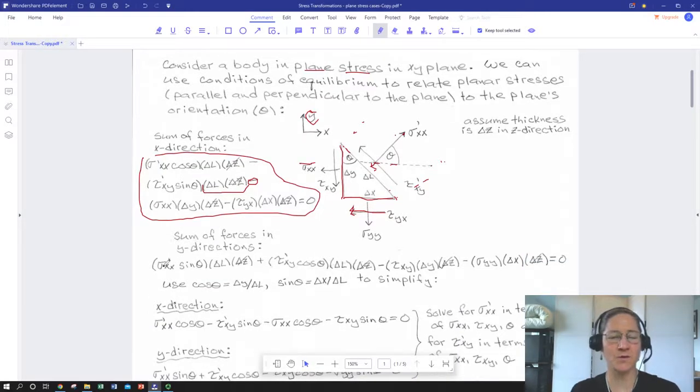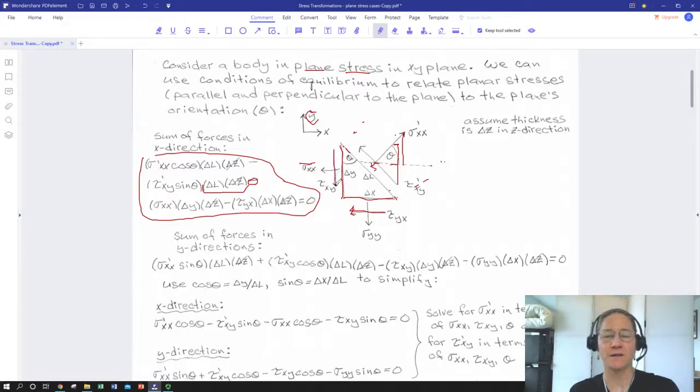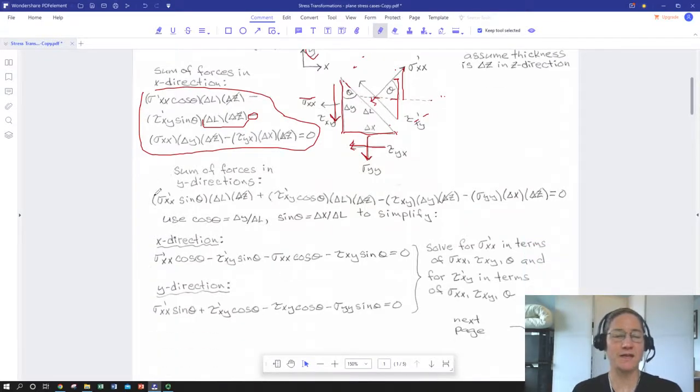And we can do the same thing with the y direction. So we can take the y component of sigma xx prime. We can take the y component of tau xy prime, and both of those are going in the positive y direction. Then we've got tau xy in the negative, and we have sigma yy in the negative y direction, and each is multiplied by the size of the faces on which they operate. Okay, so that gives us our second equation of equilibrium.